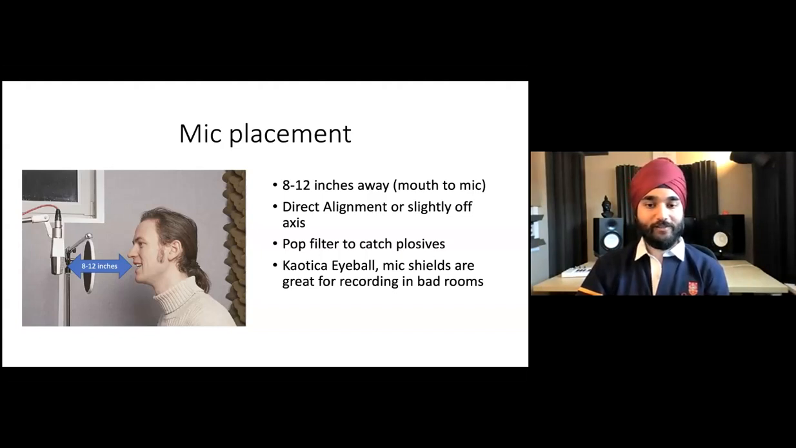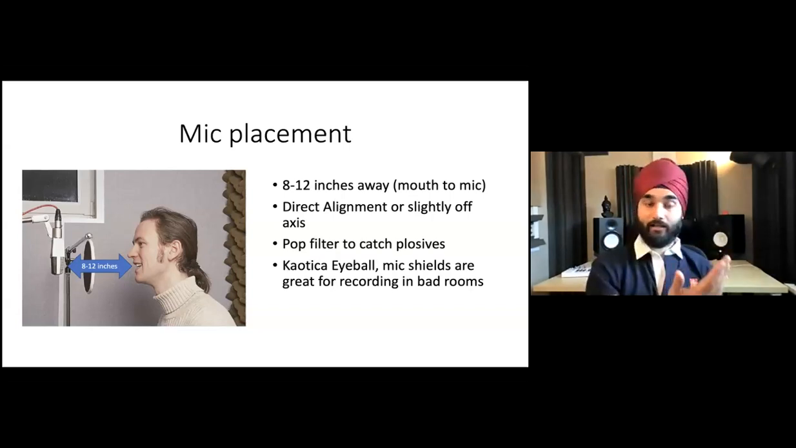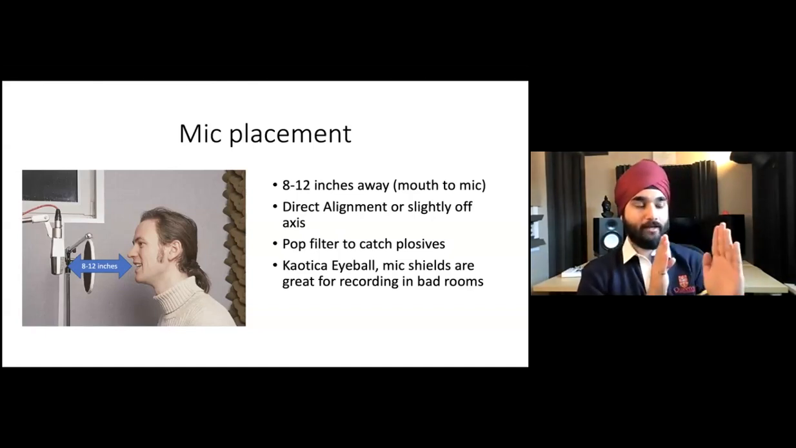A plosive is basically whenever you speak a word that starts with the letter P or B. If you put your hand in front of your mouth and you say P or B, you're going to feel this puff of air coming from your mouth hitting your hand. That's a plosive, and that is going to hit the mic and distort whatever your singer is singing. So you can place the mic slightly off axis to avoid that puff of air, or you can use a pop filter.